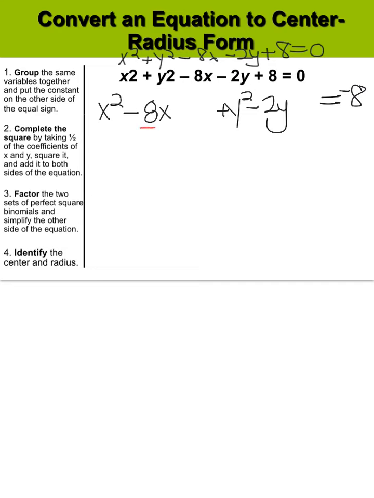So we're going to look at this middle term here. We're going to take 1/2 of it, which is 4, and square it. So that makes 16. I'm going to add 16 here. I'm also going to add 16 here. Now we're going to take 1/2 of negative 2, the coefficient of the y term, which makes a negative 1, and square that, and we get plus 1, and we have to add that to the other side of the equation as well.